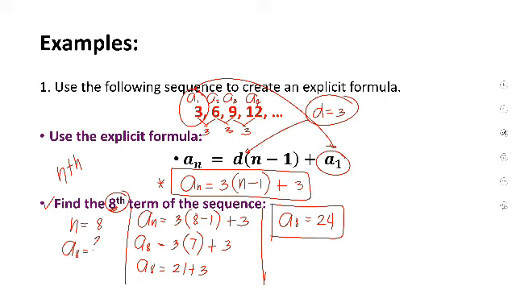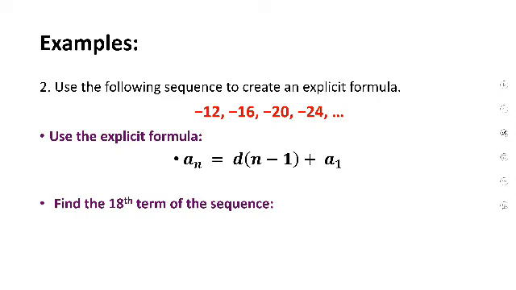All right? So for the explicit formula, you just have to substitute to the formula, or plug into the formula, the common difference and the first term. Okay, let's have another example. Use the following sequence to create an explicit formula. The sequence given is negative 12, negative 16, negative 20, and negative 24.